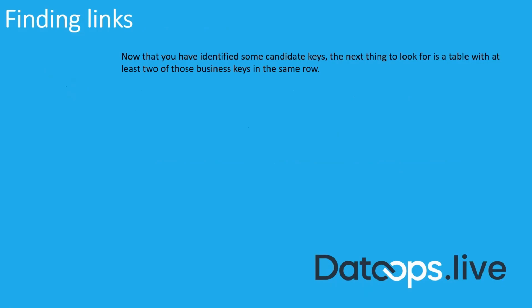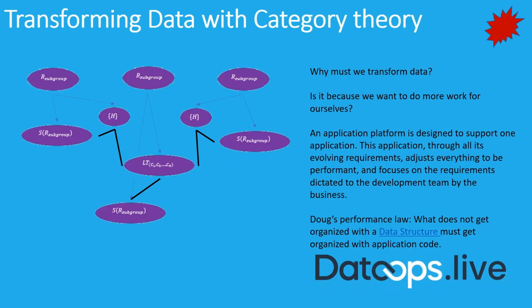All right. So once you've got these candidate keys, finding links is relatively easy because you just identify tables in your application system that have two of the business keys together. That's a link by definition. That's really easy. Now, as I spoke about before, why aren't we transforming data? Well, we've got to transform the data because the application data structures are not necessarily optimized to answer the questions of the business users. Is there a mathematical process that can be applied to data transformations? And it turns out there is.